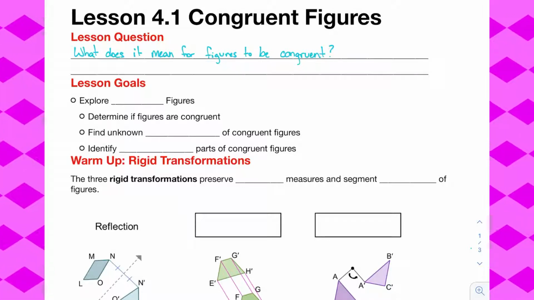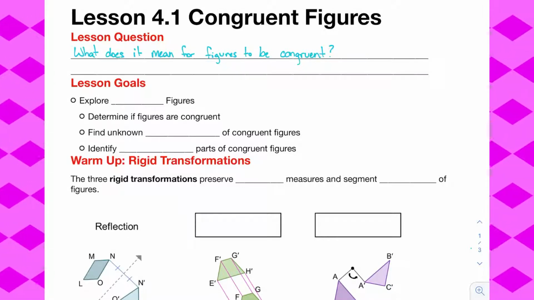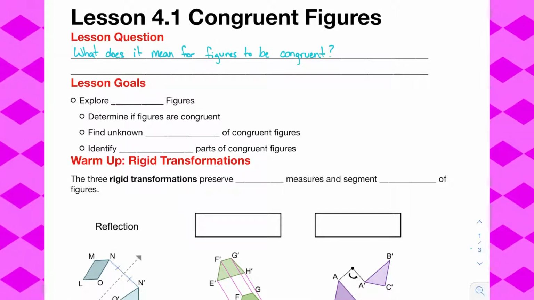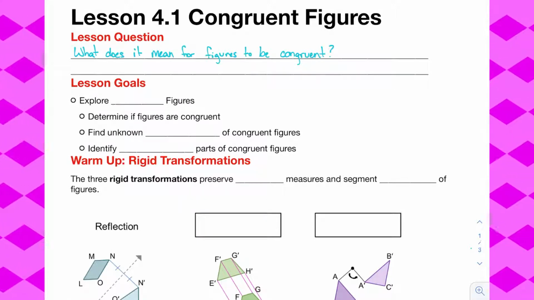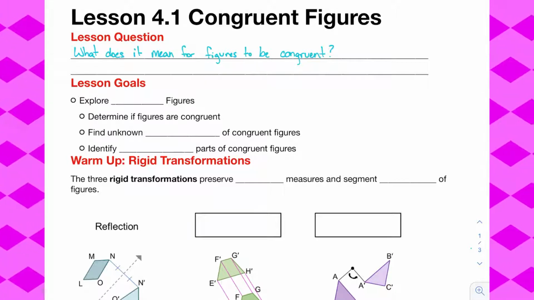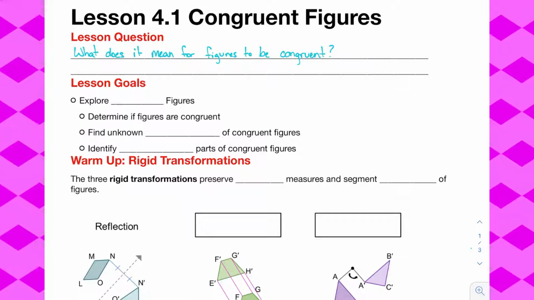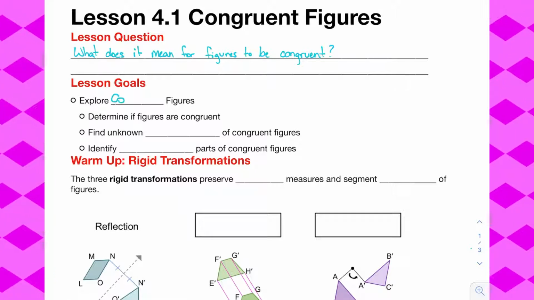Hi and hello. So we're going to start our next unit all about congruent triangles. But before we talk about congruent triangles, I want to revisit what it means for two figures to be congruent. I figured that's a good place to start. So our lesson question today is exactly that: What does it mean if two shapes are congruent?